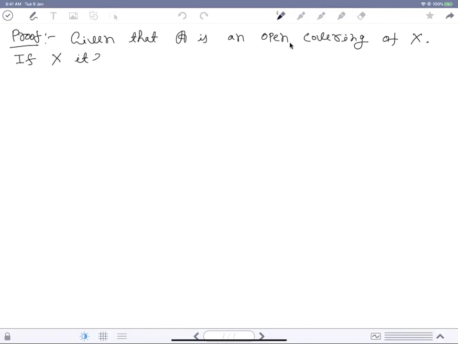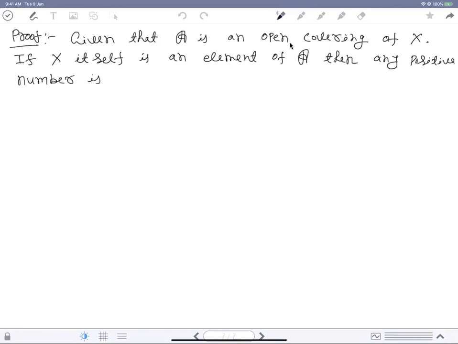Now if X itself is an element of the script A, then any positive number is a Lebesgue number for A, right? Why? Because if we choose any subset B, then B is always a subset of X, and X is in my script A, that is, in the open cover. So there is nothing to prove. So we assume that X is not an element of A.